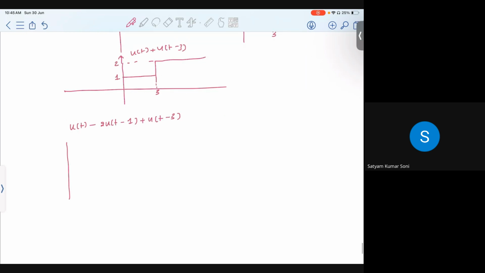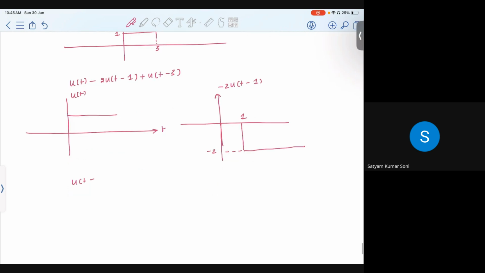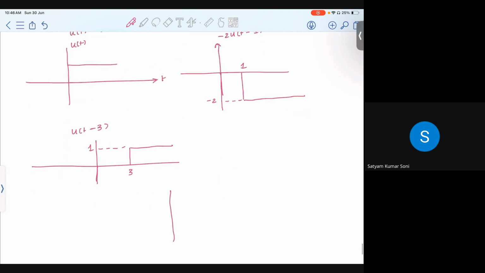So if we plot u of t, this is your u of t signal, and 2 times u of t minus 1 is something like this. So minus 2 times, and this is still 1. So this is minus 2 times u of t minus 1. And then you have u of t minus 3. So what is u of t minus 3? Which is this. It takes a value 1 from 3. So when you add these three parts, the resultant signal until 1 has a value 1, right?